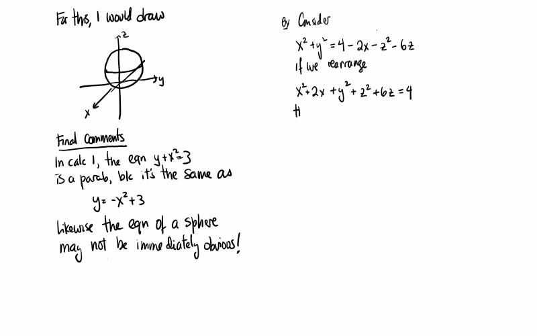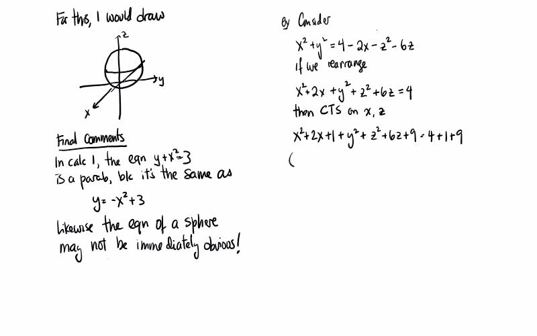So then we complete the square. I'll write CTS for complete the square on x and on z. So remember how this works. Take half of the coefficient, which is 1, and square it. The y I'm going to leave alone. For the z, we take half the coefficient, which is 3, and square it. And then we need to add that to both sides. We need to add the 1 and add the 9 to keep the equation balanced.